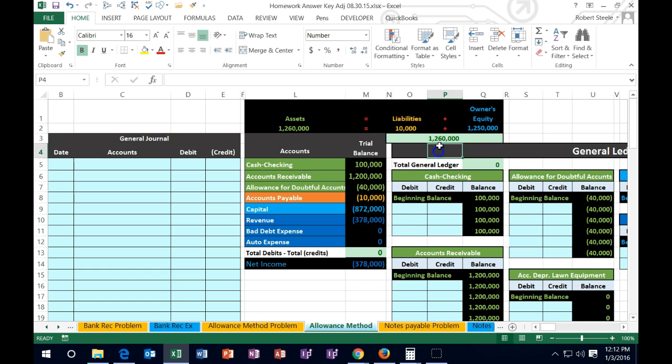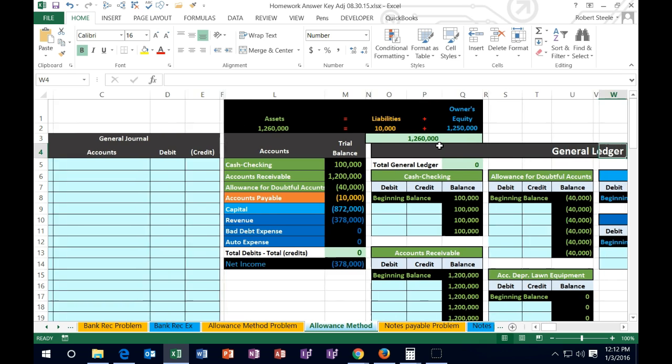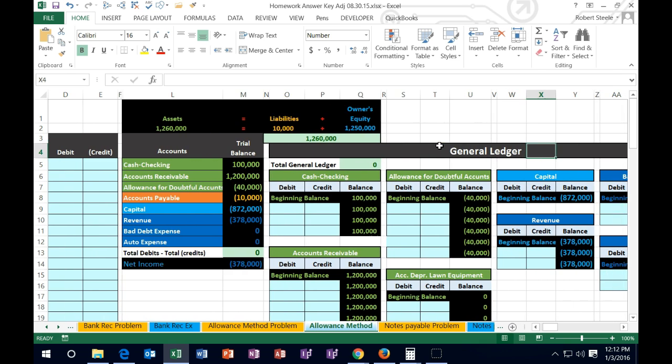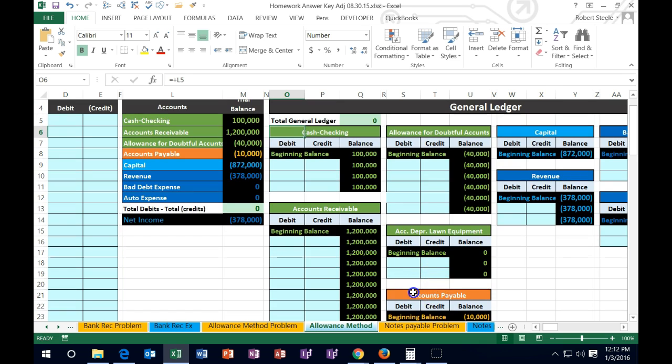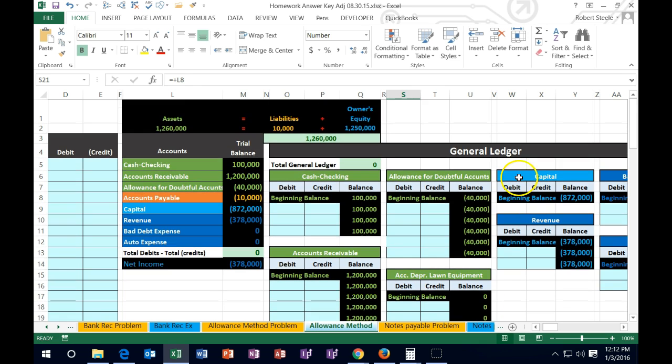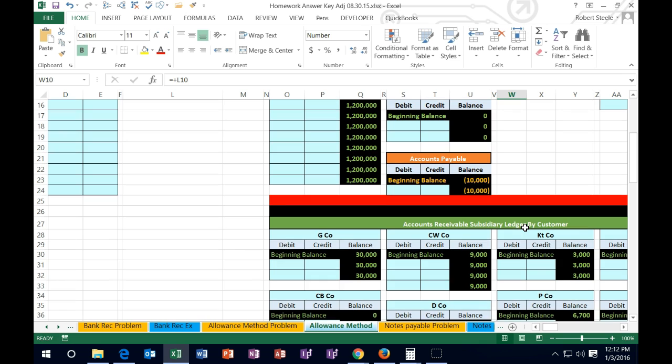Then we have the general ledger over here. We will post our activity to the general ledger, which of course is in the same order as the trial balance. Assets in green, and then the liability in orange, and then the equity in the light blue, and then the income statement in the darker blue. Then we have this information down here, which will be the accounts receivable subsidiary ledger.